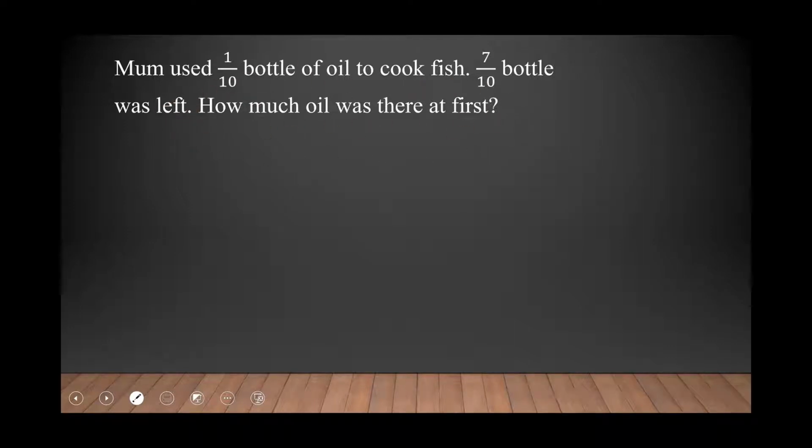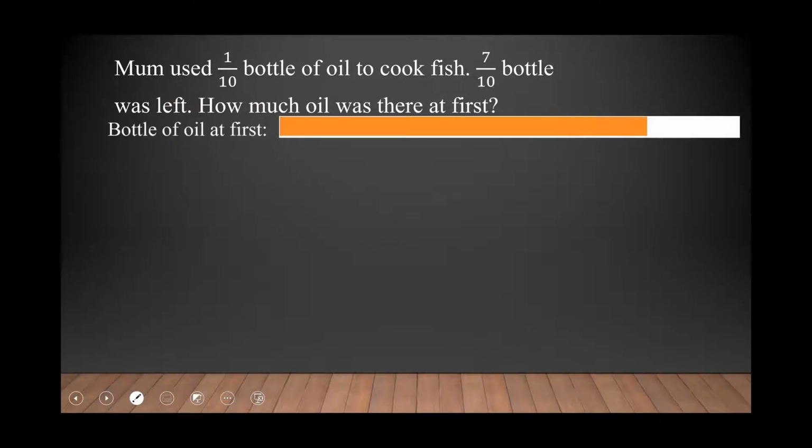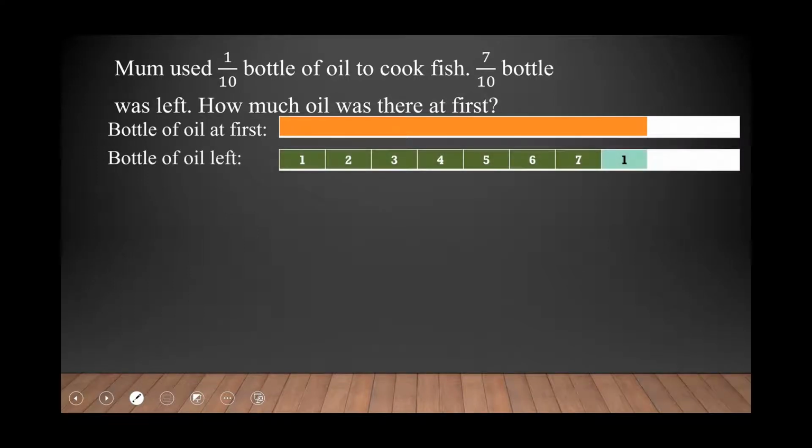So let's represent it this way. This much oil was there at first. And then let's have a look at what we know. The bottle of oil left is this dark green pot. I have 1, 2, 3, 4, 5, 6, 7 pots out of 10. And also, Mom used a 1/10. So 1 pot out of 10, a 1/10.